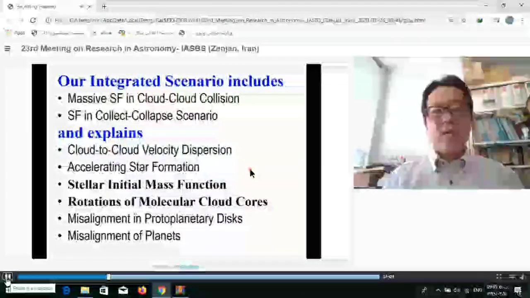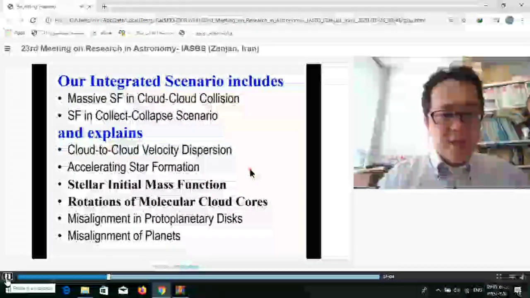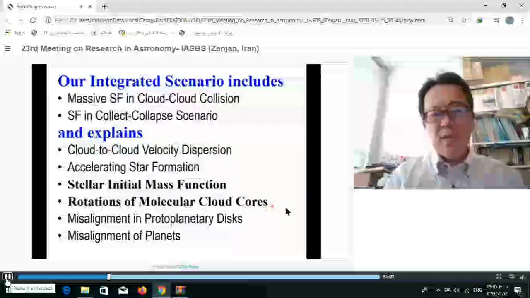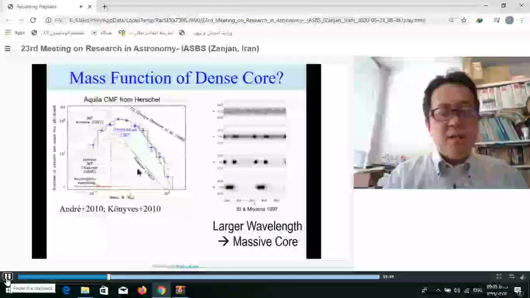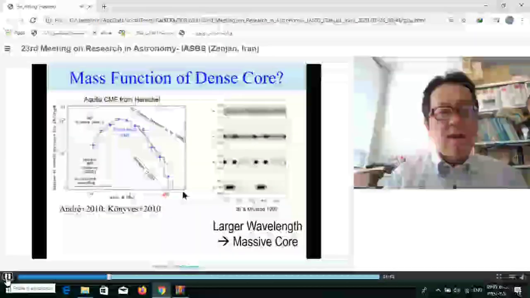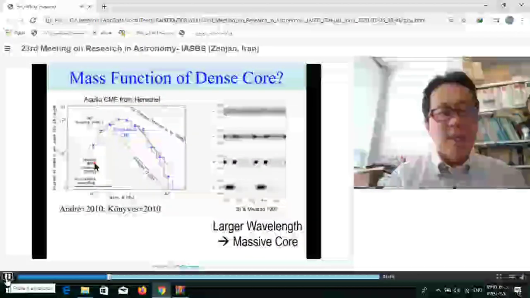Okay, let me move again. I will briefly explain two important aspects. I think this is interesting to you. This is the observed core mass function. The horizontal axis is the mass of the core, and the vertical axis is a histogram.